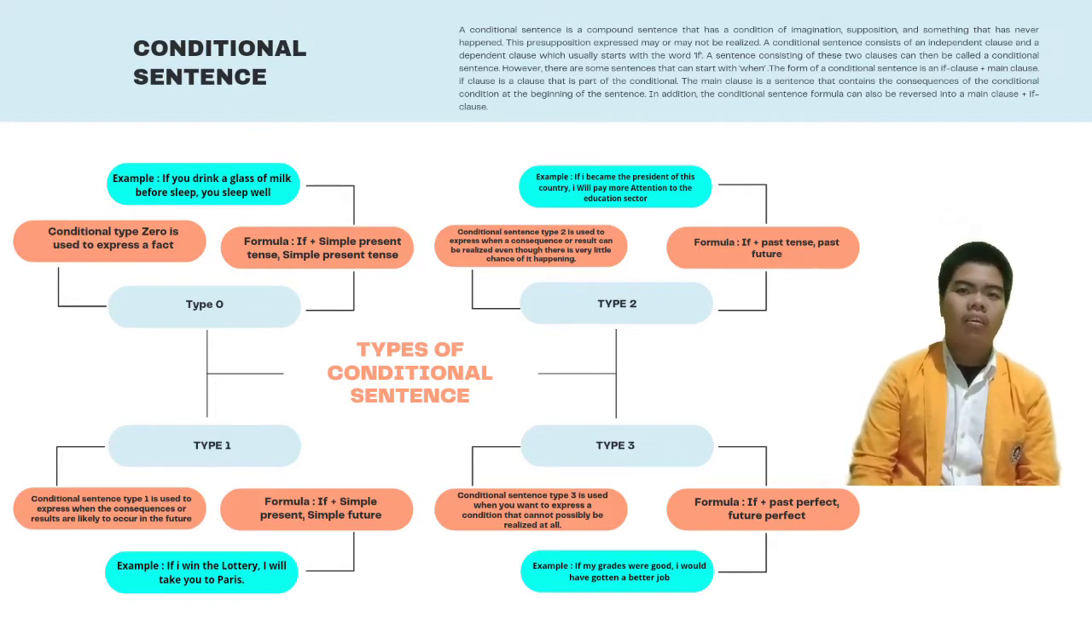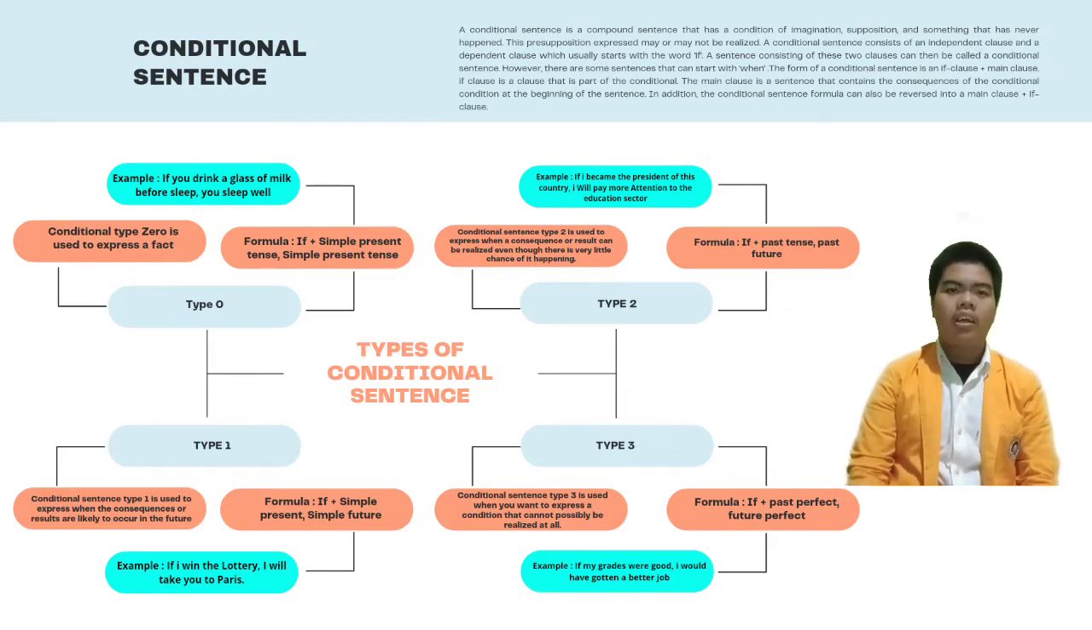However, there are some sentences that can start with when. The form of a conditional sentence is if clause, main clause. The if clause is the clause that is part of the condition. The main clause is the sentence that contains the consequence of the condition at the beginning of the sentence. In addition, the conditional sentence formula can also be reversed into main clause, if clause.